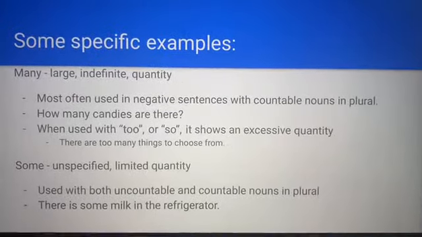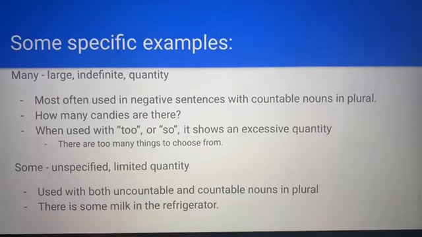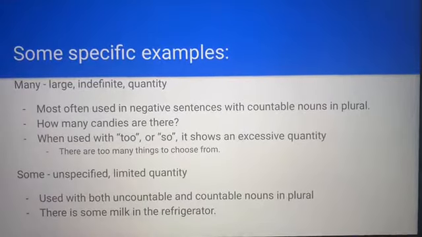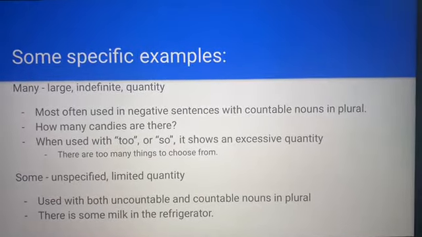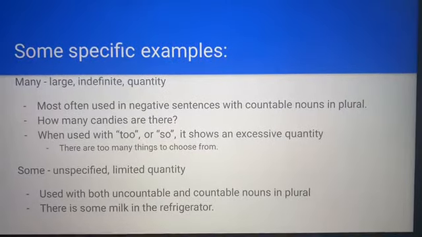Another is some, which is an unspecified and limited quantity. It's used with both uncountable and countable nouns in the plural. A lot of these words change between which nouns they can and can't use, but for this one they can use both. An example is, there is some milk in the refrigerator.